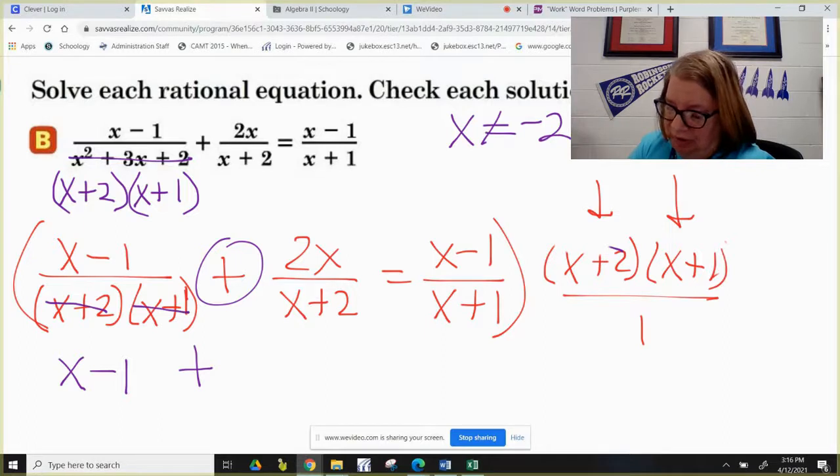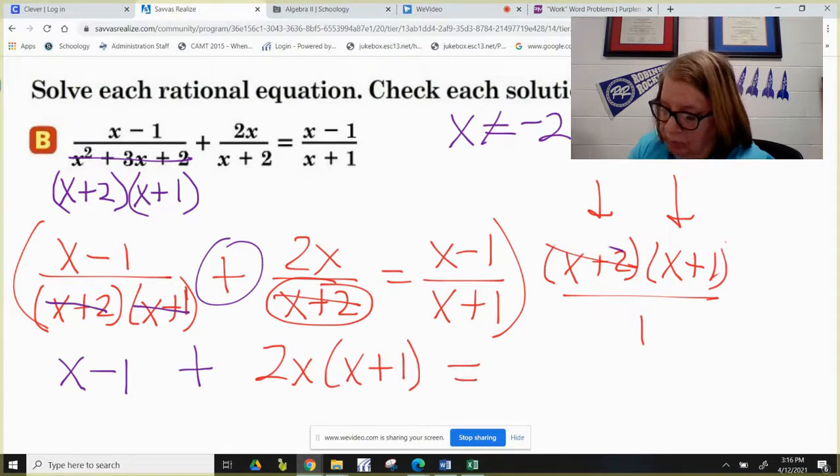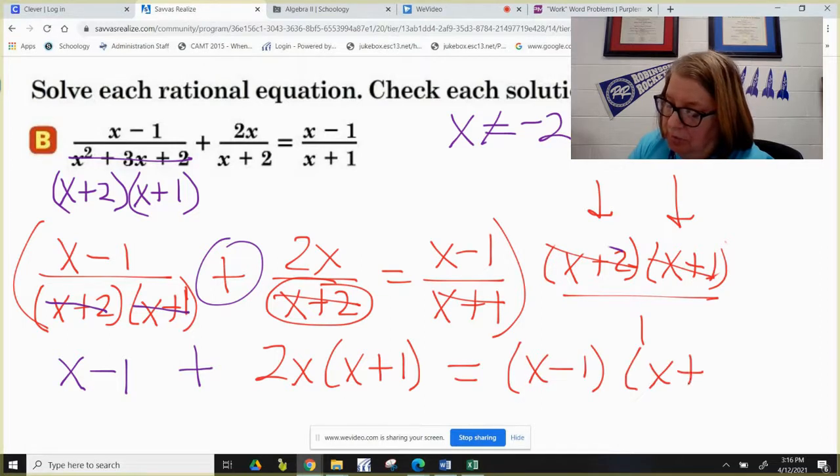Now, compare the second fraction. It has the x plus 2. That would cancel out, and we're left with x plus 1. So we'd have 2x times x plus 1 equals. Third fraction, the x plus 1 would cancel out, and we have x minus 1 times x plus 2.